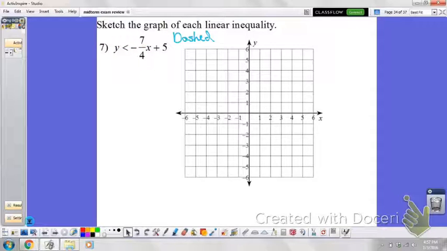So I have a starting point of 5. My slope is negative 7/4, so I'm going to go down 7 and to the left 4. And then I just need to draw a dashed line.